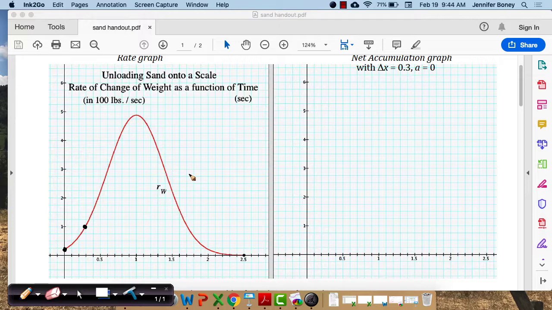So turn this into an approximate rate graph, or draw an approximate rate graph on top of this by drawing those horizontal constant rates. And where it gets a little bit tricky, you don't have to do a bunch of computations, you don't need to grab a calculator, but just estimate what the net accumulation starting at 0 would look like, and an approximate accumulation graph using a constant rate for every 0.3 seconds.